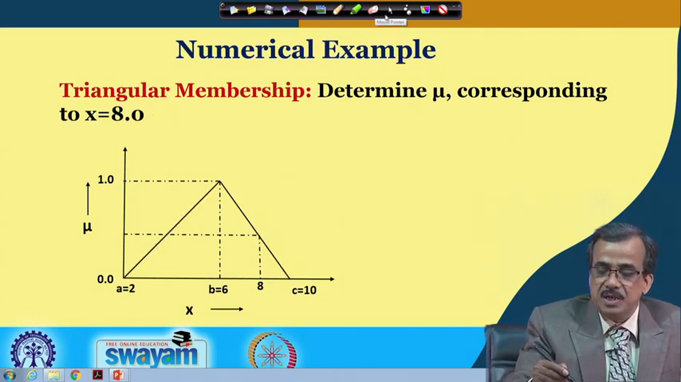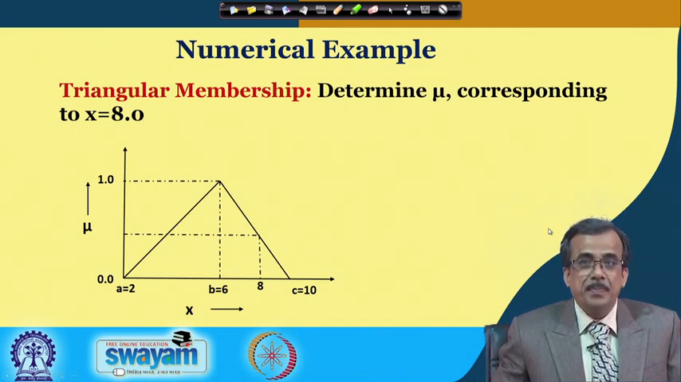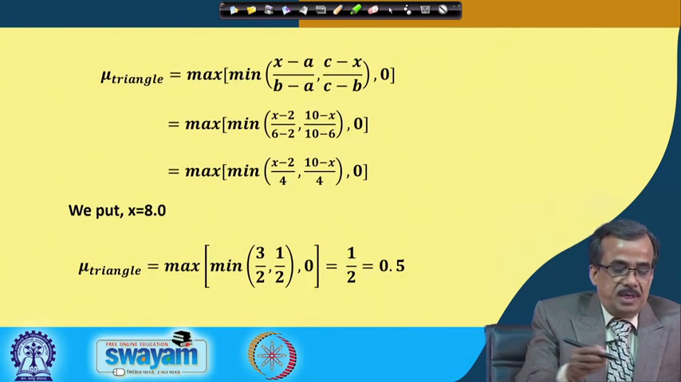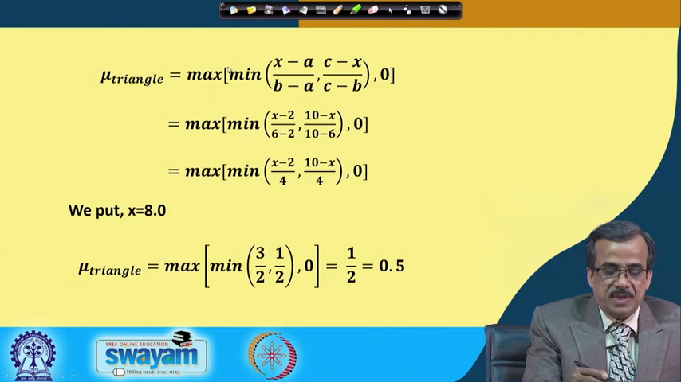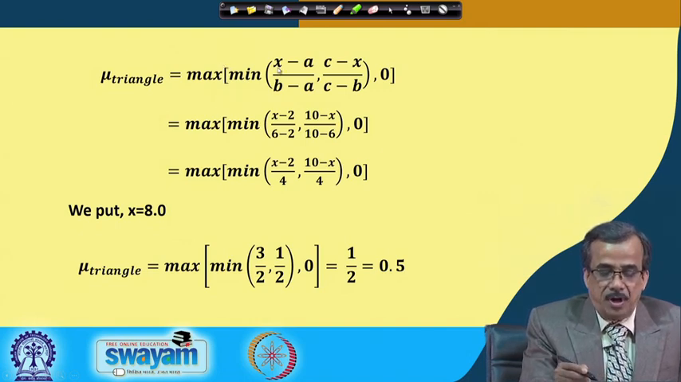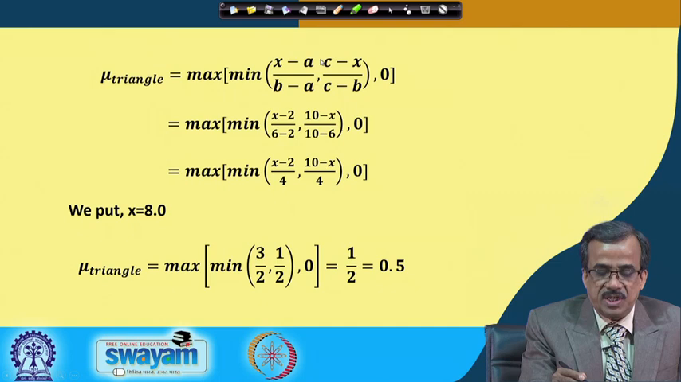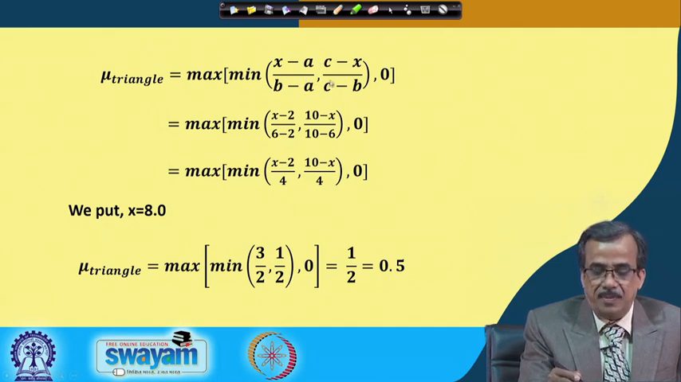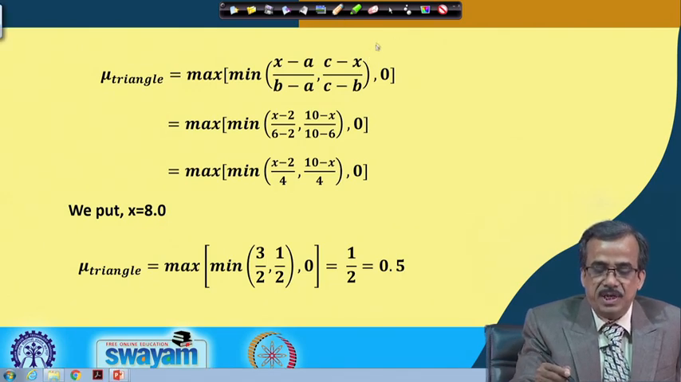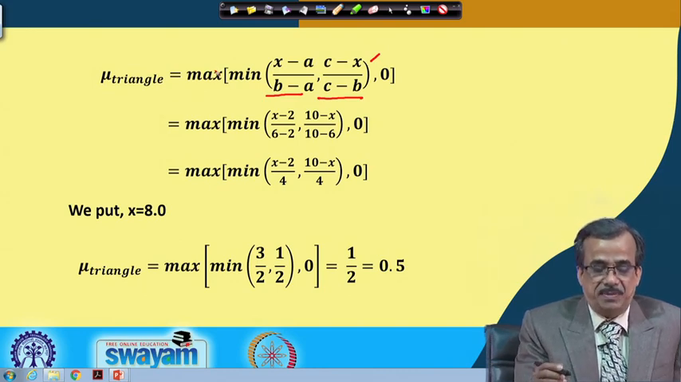Now, let us see how to determine the value of mu corresponding to a particular value of x, and here we have assumed x equals 8.0. This mu triangle is nothing but the maximum of the minimum between (x minus a) divided by (b minus a), comma, (c minus x) divided by (c minus b). So, you will have to find out the minimum between these two, and after that we will have to compare this minimum with 0 and find out the maximum.